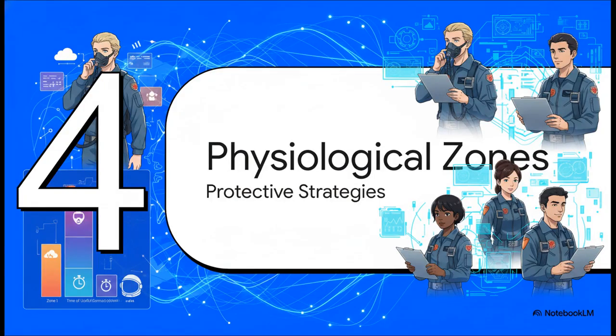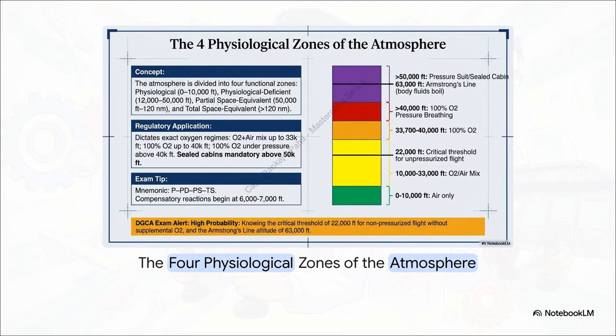Section 4, 4 physiological flight zones, altitude protective strategies. The concept here revolves around the atmosphere's 4 functional divisions. We have the physiological, physiological deficient, partial space equivalent, and total space equivalent zones. We just remember them as P, PD, PS, and TS. Now, applying these boundaries determines our precise mandatory oxygen regimes. So, in the physiological zone, up to 10,000 feet, you're totally fine to breathe normal air.